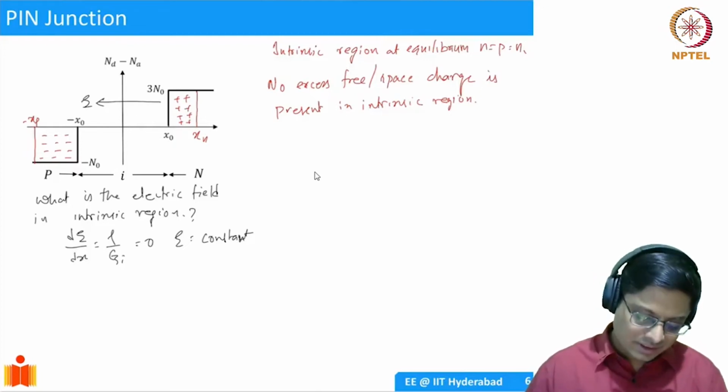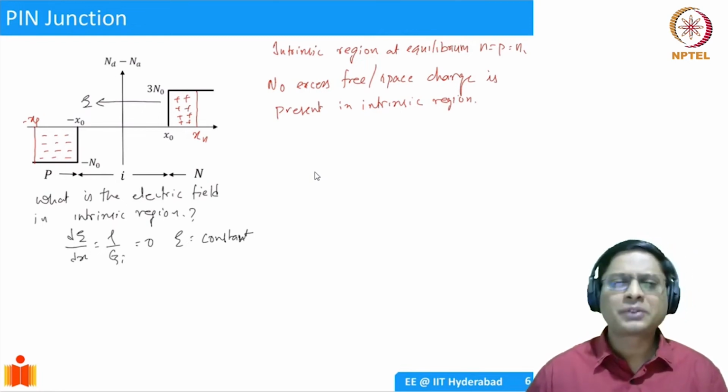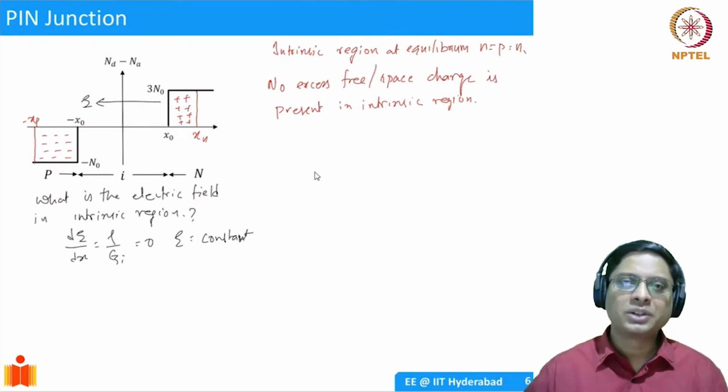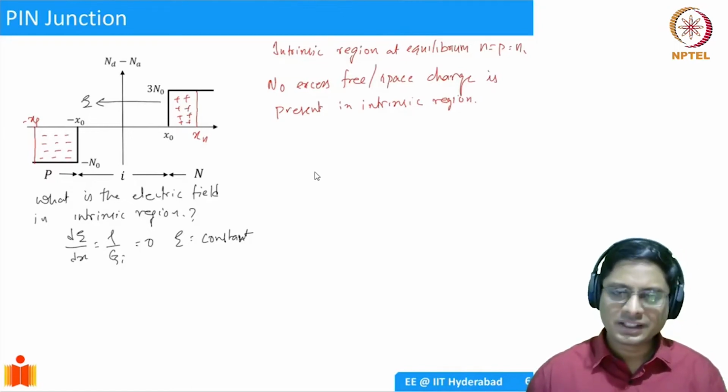So what is the E field in the extrinsic regions, N and P? Well, we can solve it. We have solved it multiple times now already. It's going to be a linear function, because the doping is uniform.